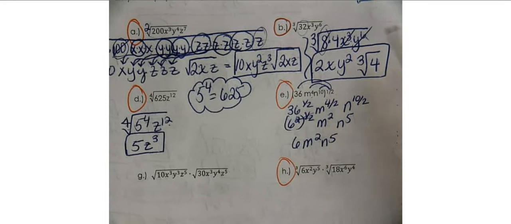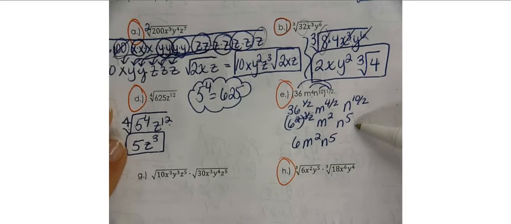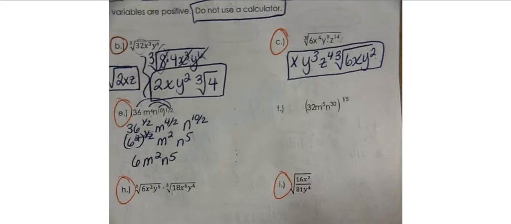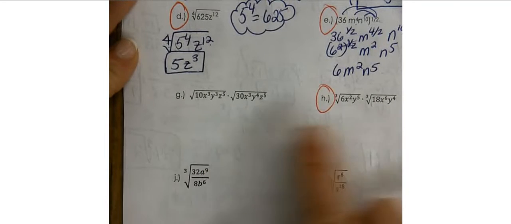If you can go from the very beginning of this problem to 6m squared, n to the 5th just like that, really quick, that's not a problem. You don't need to show this work in between. I'm going to let you try letter F on your own, and I'll be doing that in class the next time I see you. Same thing with letter G. So let's go ahead and look at letter H.